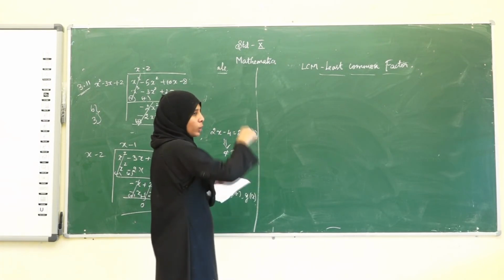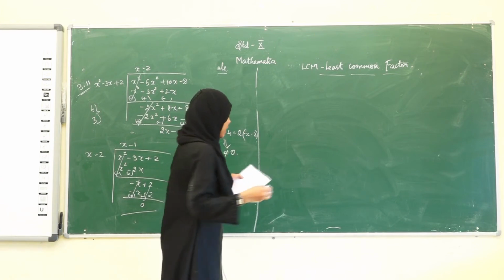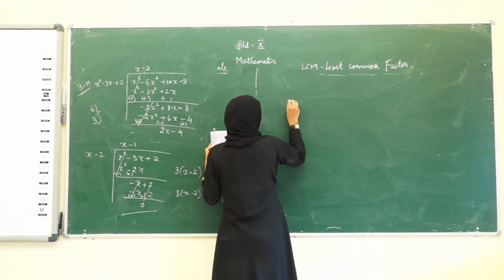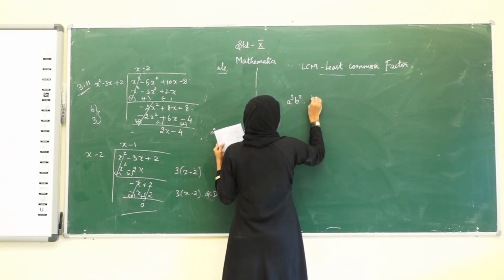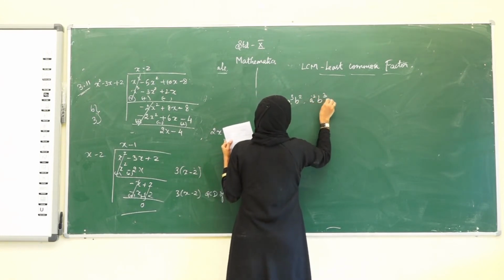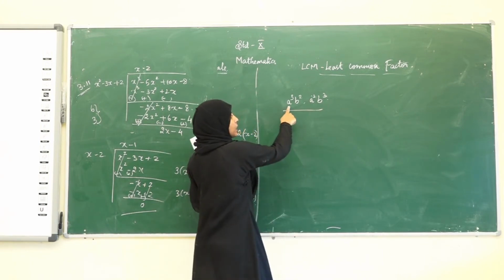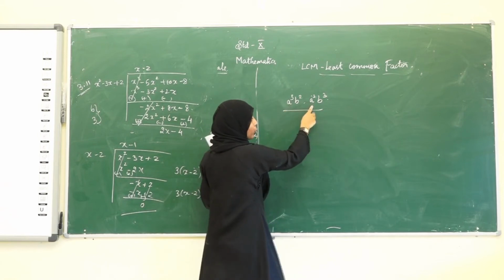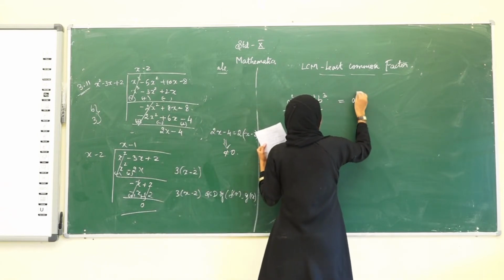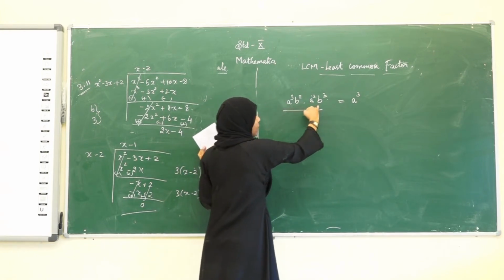Now what about algebraic expressions or algebraic functions when joined together? For example, if a cube b square and a square b cube are given, you have to find the LCM of these two terms. Here let us consider the a terms alone. Here we have a cube and a square. For the LCM of the a term alone, we get a cube. And here b square is there and here b cube is there.